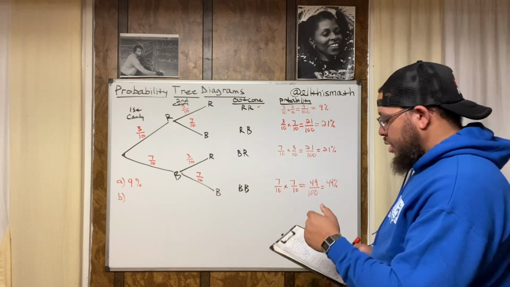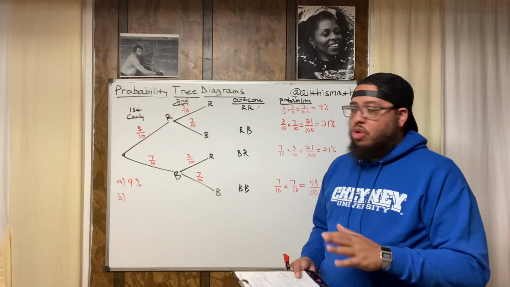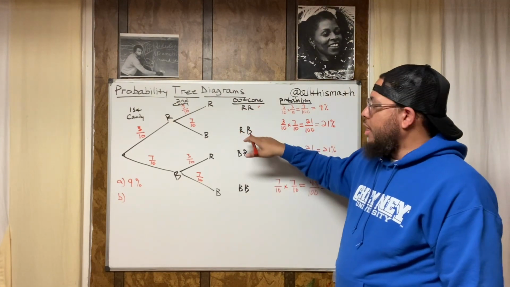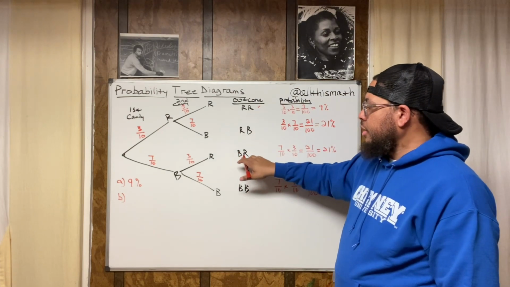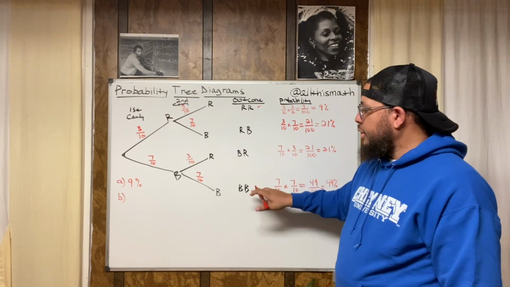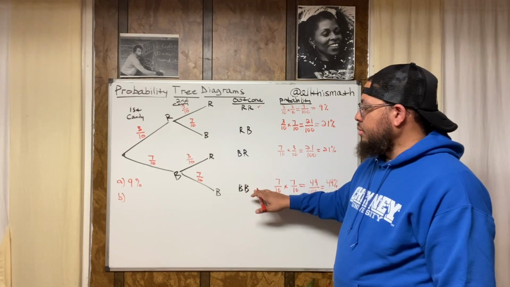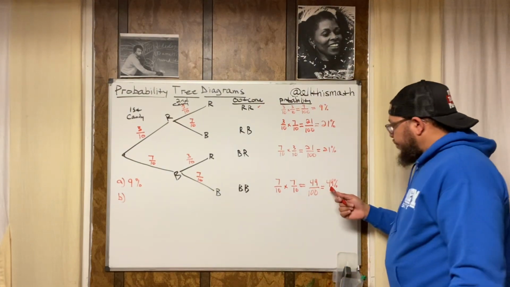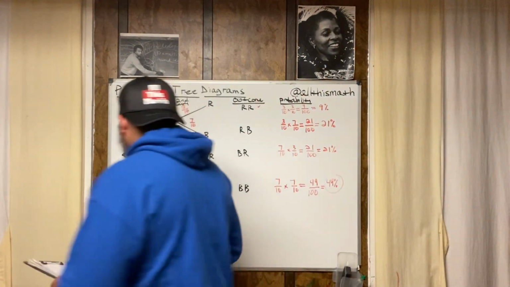Now, letter B. Letter B asks, what's the probability that she picks no red candy? No red candy. So that means it cannot be this one, because here all she picks is red candy. It can't be this one, because she picks a red candy. It can't be this one, because in this one she picks a red candy. It could be this one. This is the only scenario where she picks no red candy. She picks 2 blue raspberries. So there's a 49% chance of that happening. So let's go over here. So that's the answer.